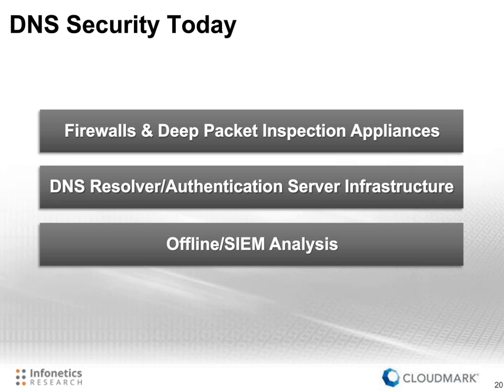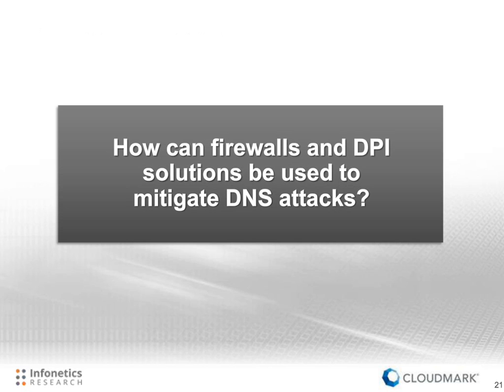And then most companies have also invested in the whole set of tools for security incident event management, sort of offline analysis, looking at your DNS data offline and saying, okay, what's going on here? Doing sort of a more manual analysis of what's going on in DNS. So the first question for Neil is, how do people typically use firewalls and DPI solutions to mitigate DNS attacks, and what do you think are some of the strengths and ultimately some of the shortcomings of those devices for protecting DNS?